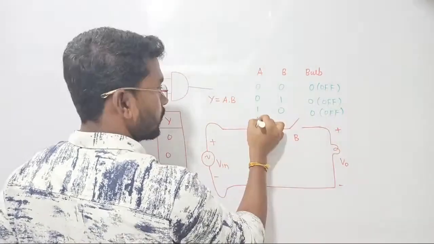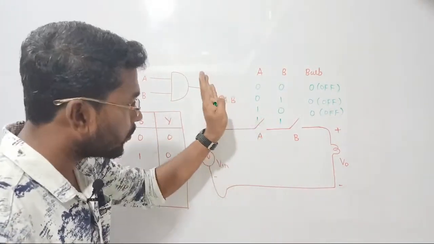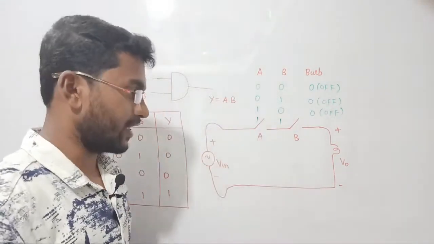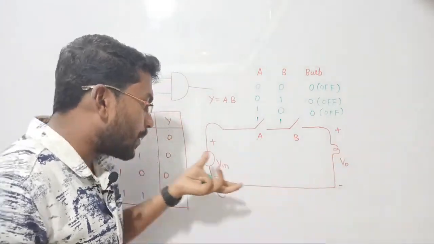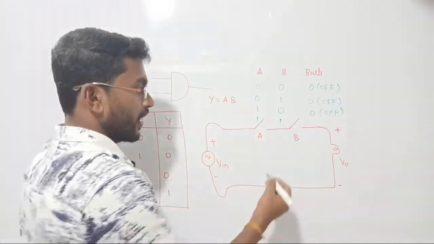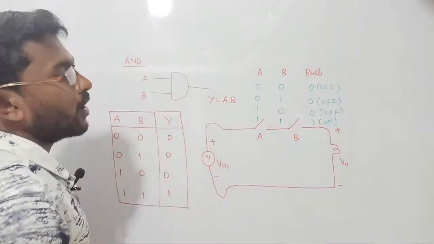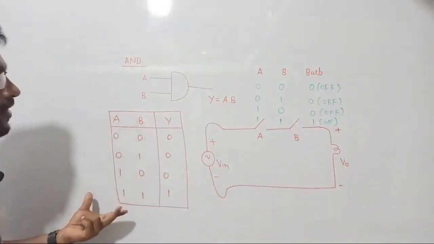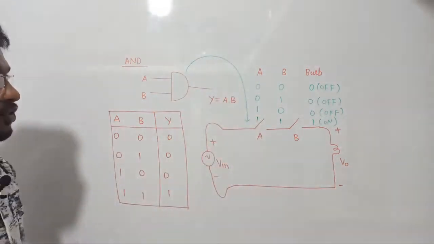Suppose I am giving 1 1, let's see what happens. If both are 1 1, automatically both switches will be closed. Now your bulb is happy, right? It starts receiving power from the input side, so it will slowly become bright. So finally we are going to turn on the bulb. What type of logic is it? That is the AND gate. That is the electrical equivalent circuit of the AND gate. Do you agree with me?